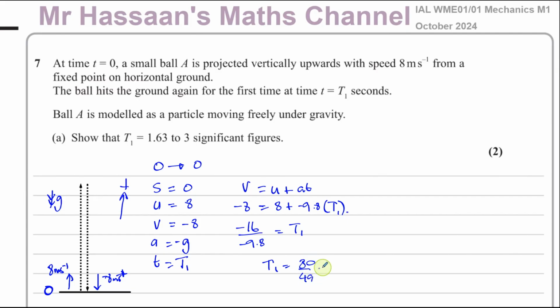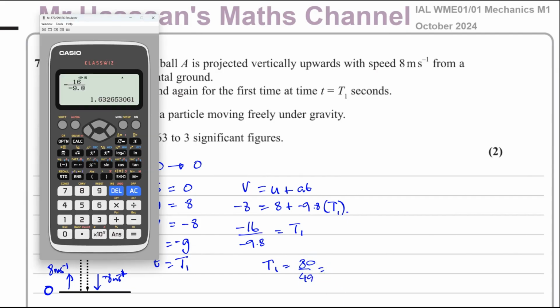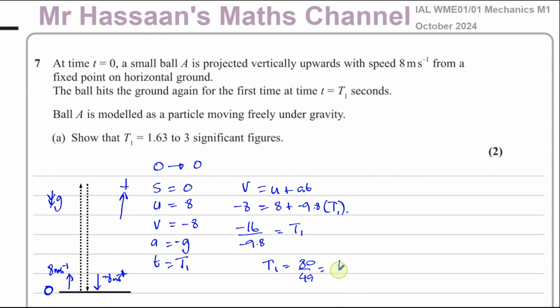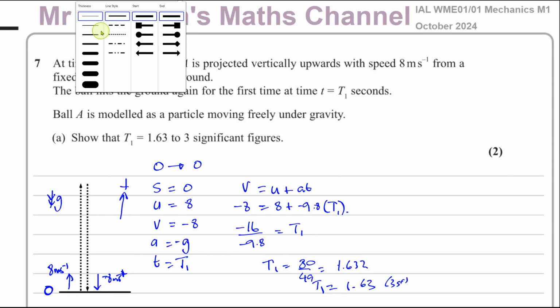80 over 49, which is 1.632, which is 1.63 to 3 SF, as required. So T1 is 1.63 to 3 SF. Okay. As I mentioned, there's an alternative way of doing this, if you didn't realize that v was minus 8, for example.